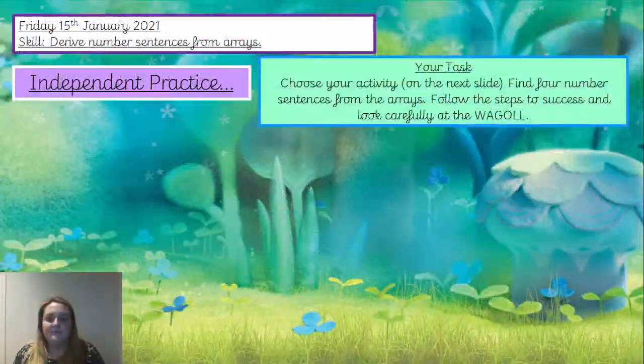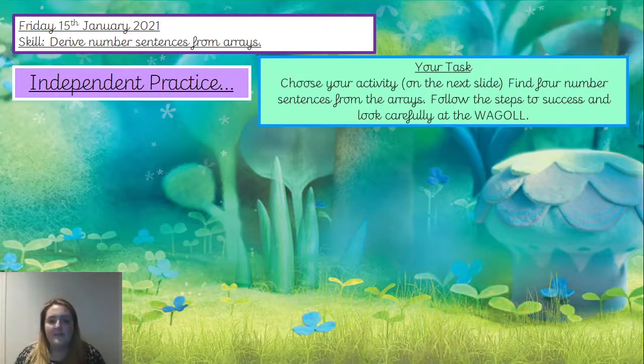Okay, you're going to choose your activity now. Your activities are going to be on the next slide. I'd like you to find the 4 number sentences from each array. Okay, you are going to have a sheet with lots of different arrays on, and you're going to cut the arrays out one at a time, and you're going to follow the steps to success, and we're also going to have a little look at a good example as well in a minute.